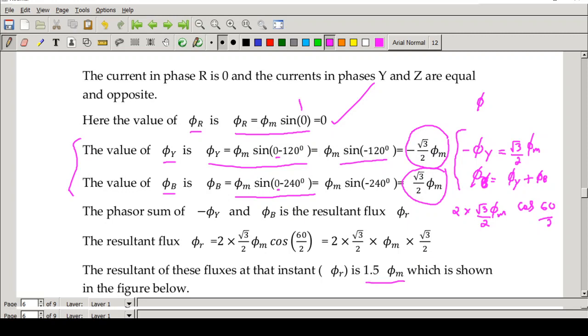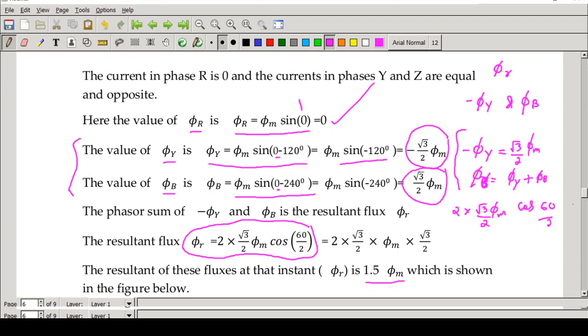The magnitude is 1.5. Now this is actually the calculation, that is 2 into the magnitude of the flux into cosine of the angle. Here it is very easy to find, because phi r is 0, you have to find the resultant of phi y and phi b. Now I get the phi y magnitude as minus, so that is why I am taking minus phi y. Now we will try to find out using vectors the resultant flux. The resultant flux will be the vector sum of minus phi y and phi b. So we will see how to do that.